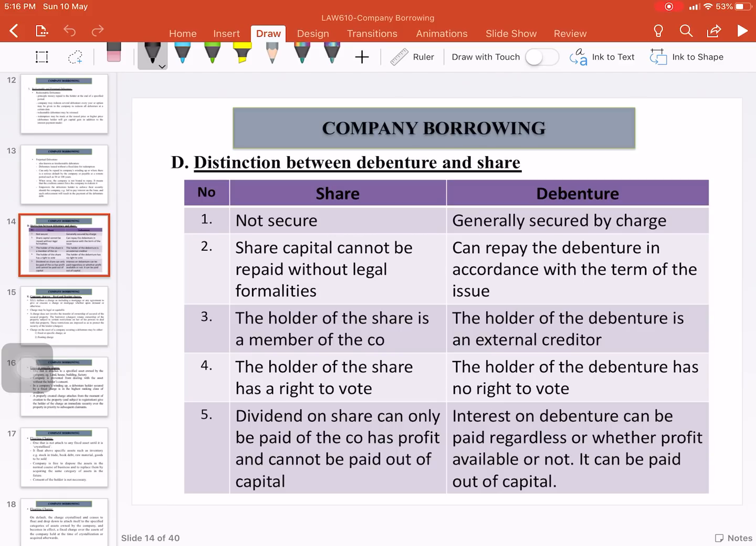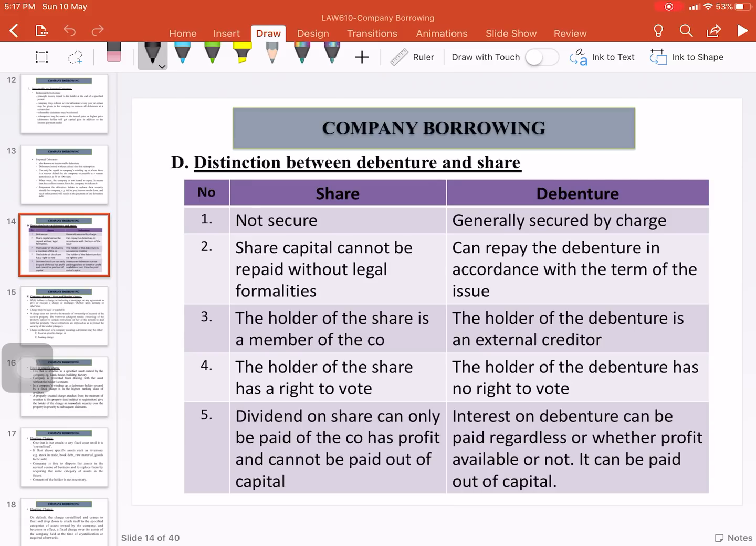And then when it comes to shares, the holder of the share has the right to vote in the company. Why? Because when they hold a share, they become the shareholder. When you become the shareholder, you have the right to vote. But the holder of the debenture has no right to vote. Okay, and then dividend on shares can only be paid if the company has profits and cannot be paid out of capital. But again, the payment of a dividend is also subject to a solvency statement. Compared to that, interest on debenture can be paid regardless of whether profits are available or not, and it can be paid out of capital. So in this case, debenture is where the company owes somebody some money.